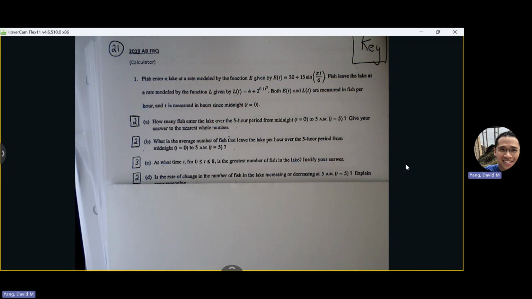Okay, so fish enter a lake at a rate modeled by the function E of t. Fish leave the lake at a different rate modeled by L of t. Both E of t and L of t are measured as fish per hour. They're both going to be rates. So part A, how many fish enter the lake over the 5-hour period? So all we need here is to work with E of t. We want to get something that is at the fish per hour level up to the number of fish. So you can set that one up for part A.